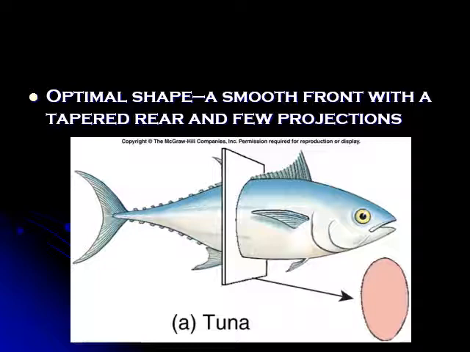So the tuna has a pretty good shape. If you turn the tuna so that the mouth is facing down, it'll be shaped like a teardrop. It does have some projections on the dorsal side and the ventral side. You can see behind the dorsal fin are these small little projections, these small little finlets. Those are also found on the ventral side as well.